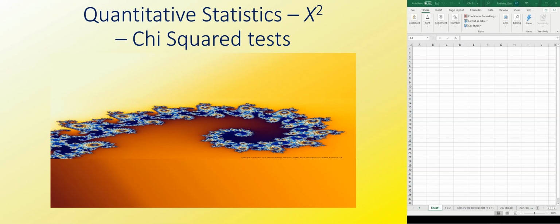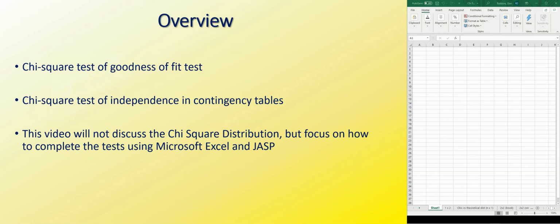In this video I'm going to talk about the chi-squared tests. I'm going to focus on the goodness of fit test and the independence test that can run through the contingency tables. I'm not going to look at the chi-squared distribution or the probability theories that are associated with that, but I'm going to focus on how to actually complete the tests using both Microsoft Excel and JASP software.